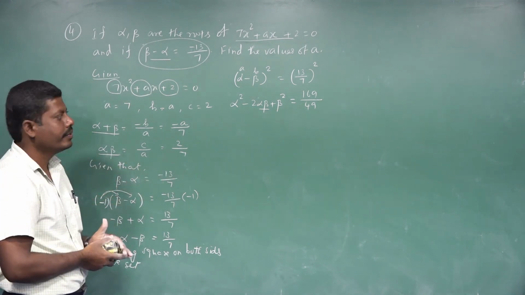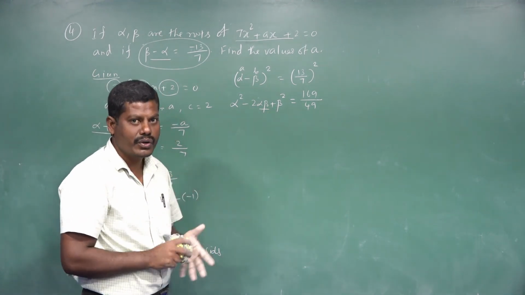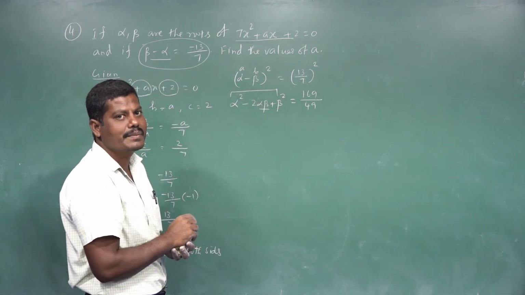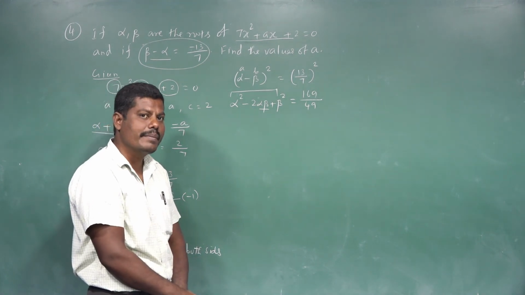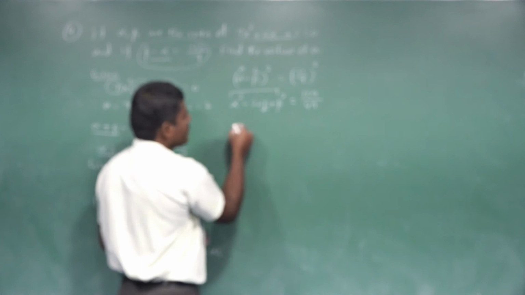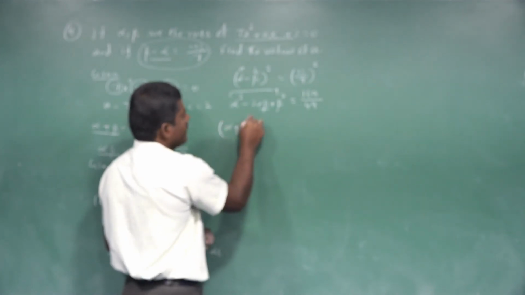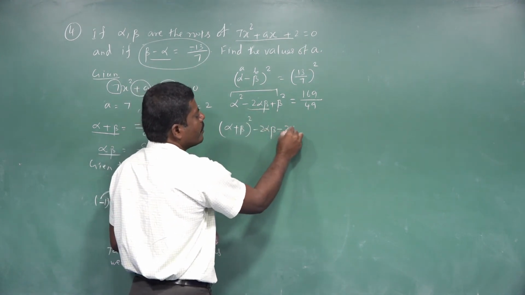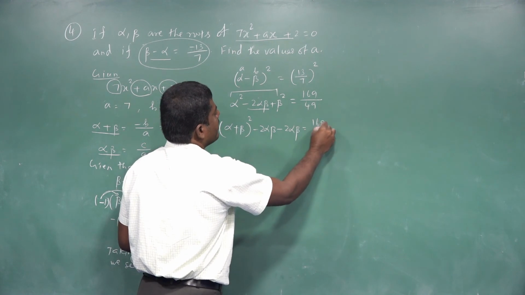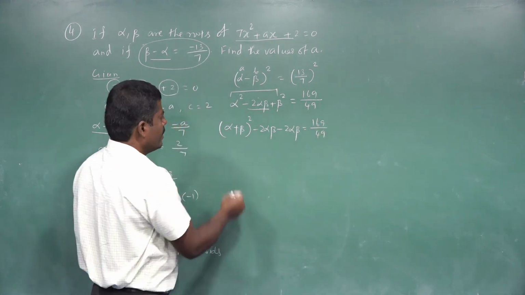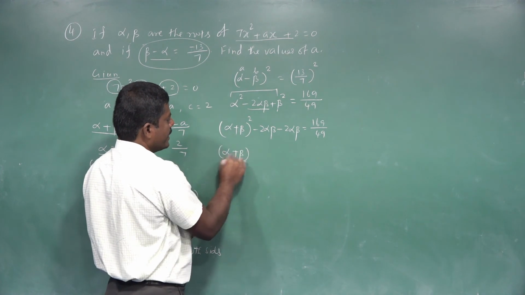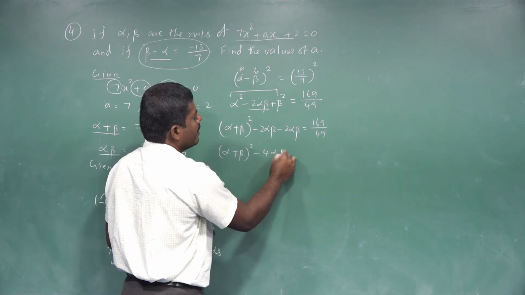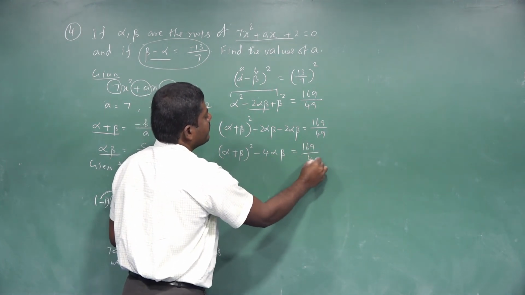Understand? Now we have the alpha beta value, but we don't know the alpha square plus beta square value. But alpha square plus beta square is nothing but a formula: alpha plus beta the whole square minus 2 alpha beta. Already here minus 2 alpha beta is there. So alpha plus beta the whole square minus 2 alpha beta minus 2 alpha beta, that is minus 4 alpha beta, is equal to 169 divided by 49.